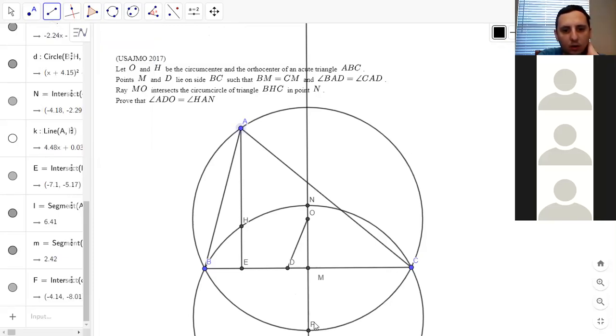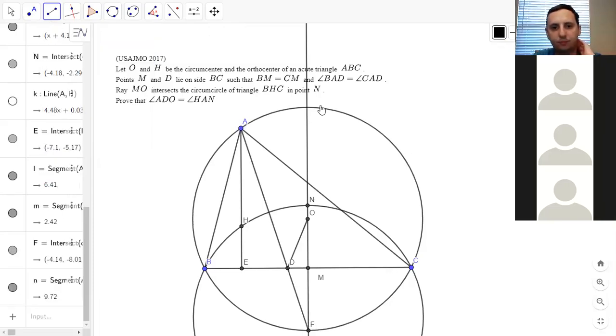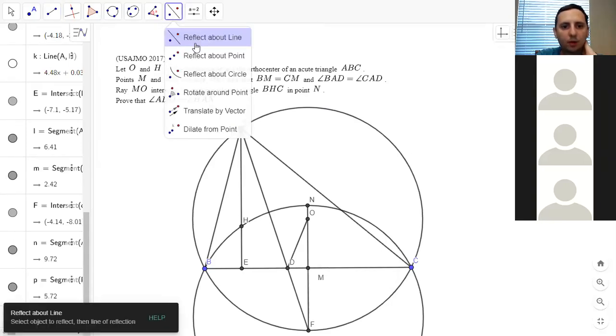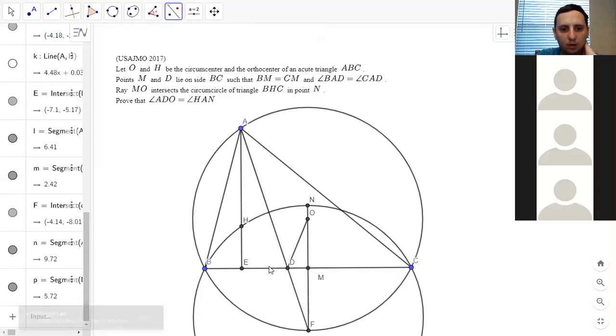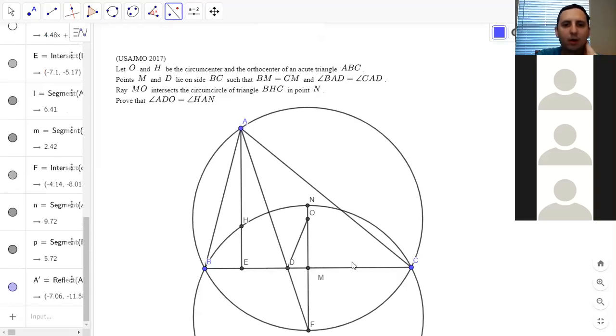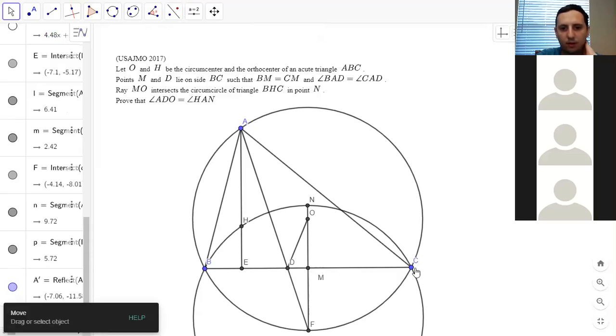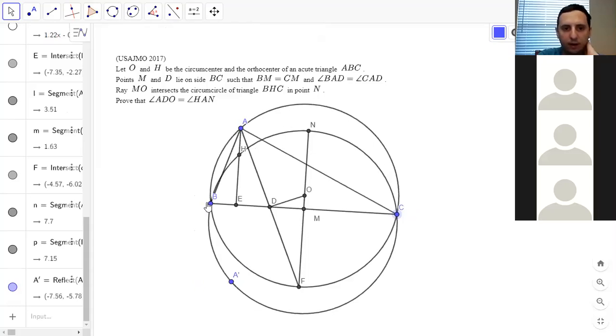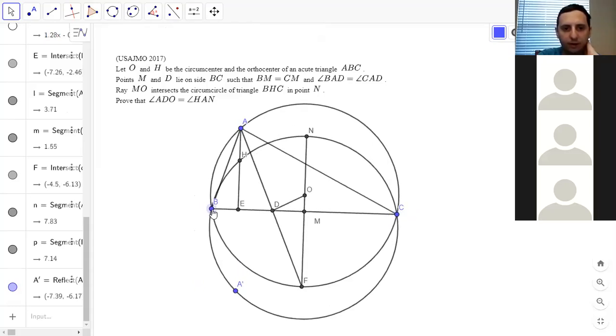Can I show my solution? Yeah. So A prime is the reflection of A over BC. Yes, it's obvious that A prime is on the circle BHC. It's true by symmetry.